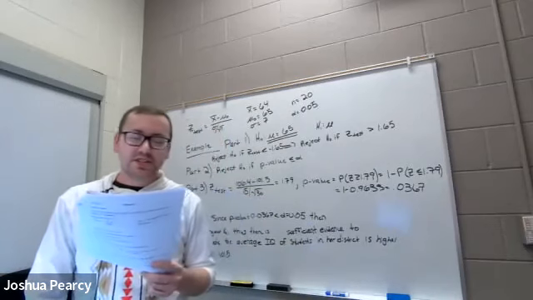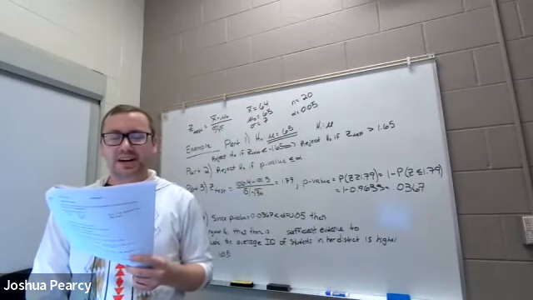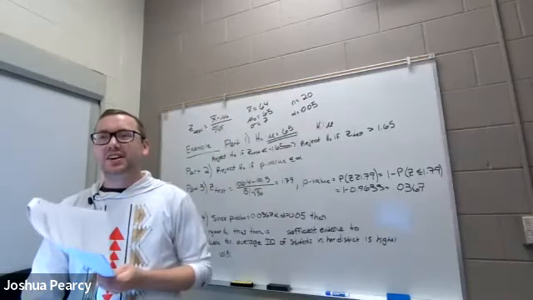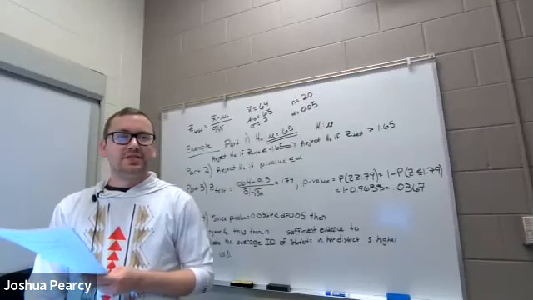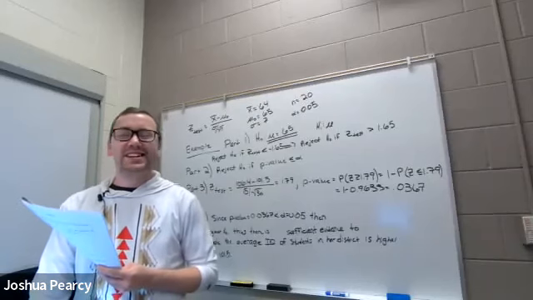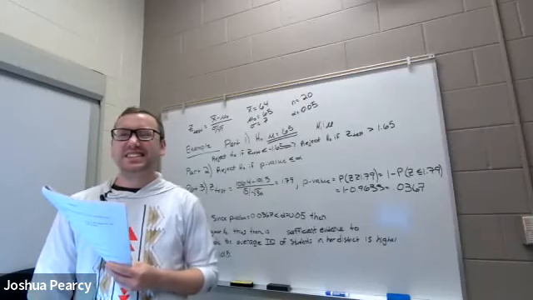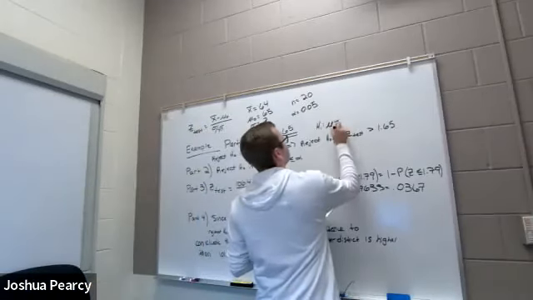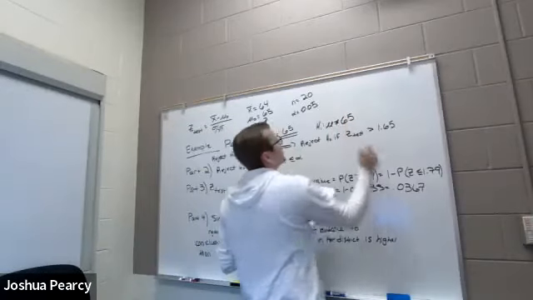Then in the alternative, it says test the claim at alpha is 0.05 that the average has changed. It doesn't indicate whether it has increased or decreased. So what is the alternative? Not equal to. So mu does not equal 65 is the alternative.